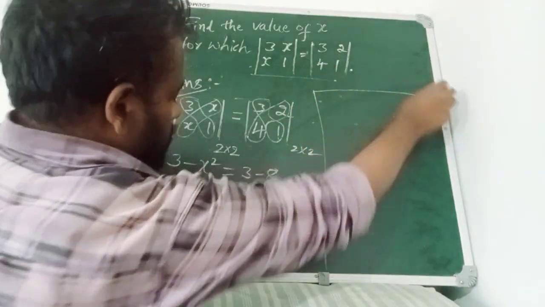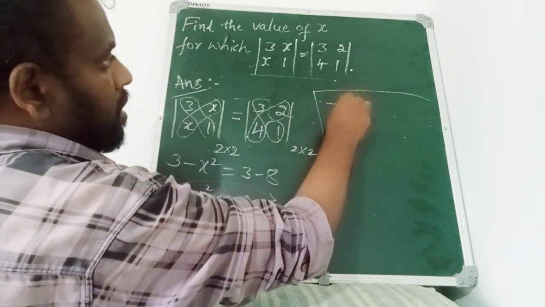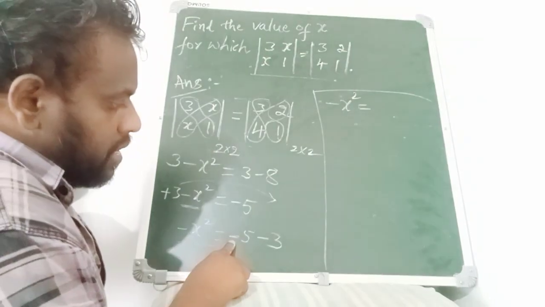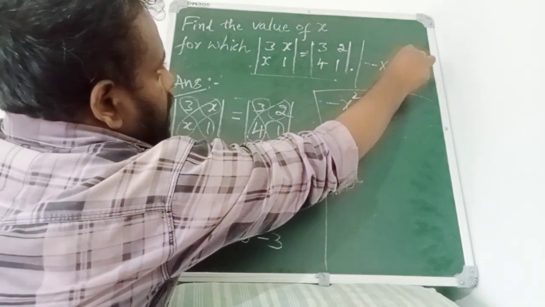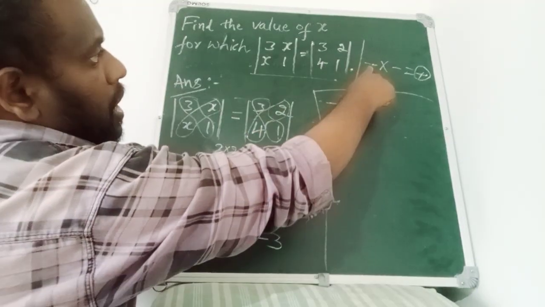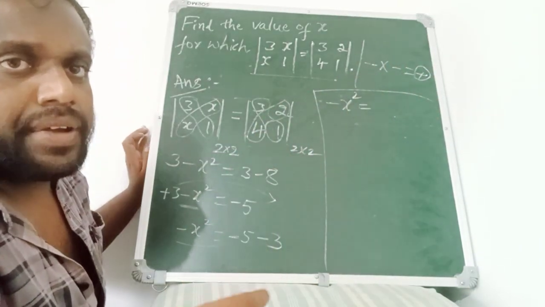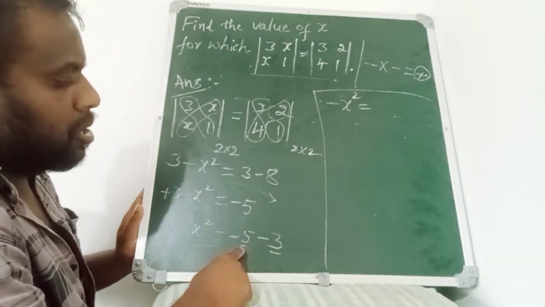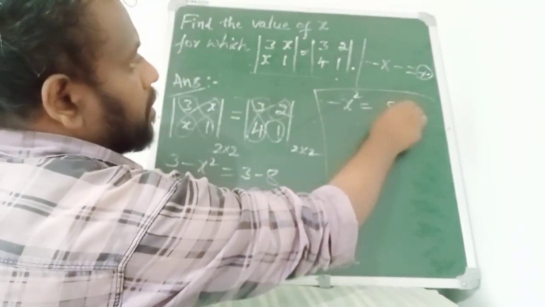Next step, I will write it here. Minus x square is equal to, as before. Next, here also minus is there, and here also minus is there. See, minus into minus is equal to what? Plus. When you multiply these signs, minus into minus is equal to plus. Plus means addition, so we have to add the numbers. Add this 5 and 3. When you add 5 and 3, you get 8. 5 plus 3 is 8. That 8 you write here.